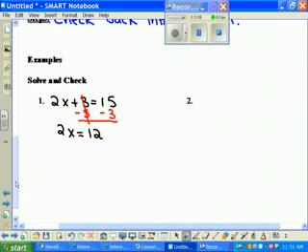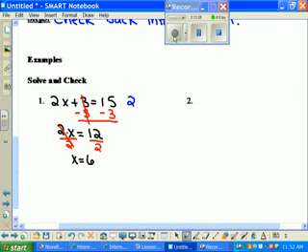Any problems there? Okay, now what do I have to undo? Divide by 2 on both sides. I've got to divide by 2. I'm undoing multiplication using division. We get 6. Good, I want you to check it back into the original for me.